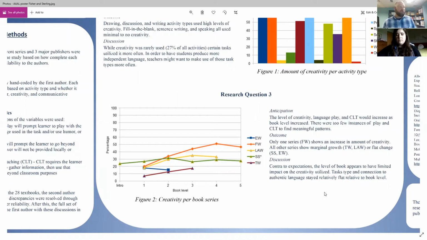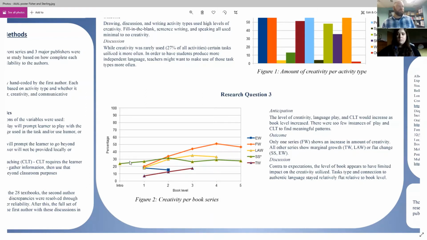So here on figure number two, what we're charting out is the percentage of tasks per book per level. We have an intro level book and then levels 1, 2, 3, 4, 5. And you can see that for three of the book series, the green, which is SS, the blue, which is EW, it actually decreases, and the yellow, the LAW, no, SS, that's what I'm going for, the green one. Those three are pretty much flat, right? They don't really show any real strong developments in terms of amount of creativity.